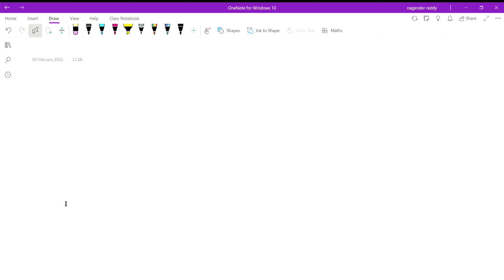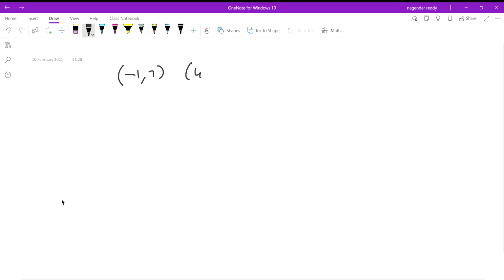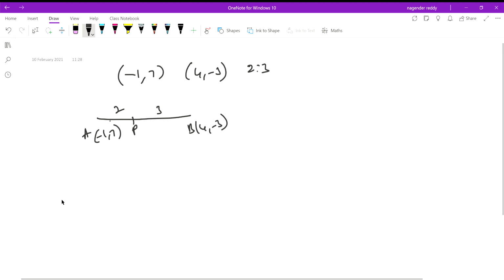Find the coordinates of the point which divides the line joining -1 comma 7 and 4 comma -3 in the ratio 2:3. Suppose that a line is going like this, then assume that A is -1 comma 7 and B is 4 comma -3, and a point divides it, suppose totally divided into 5 parts, 2 parts and 3 parts, at the point P. Suppose that point P divides AB in the ratio 2:3, then we have to find the coordinates of P. So now you can listen here.